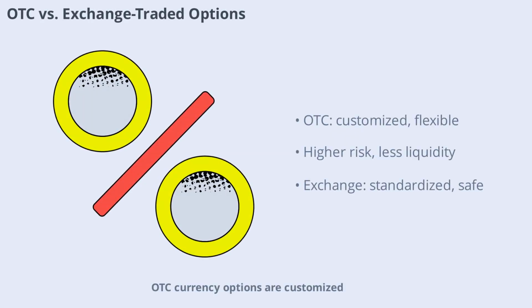OTC currency options are customized contracts negotiated directly between parties, often banks and clients. They offer flexibility in terms, size, and expiry but come with higher counterparty risk and lower liquidity. Price discovery is less transparent and settlement is usually bilateral. In contrast, exchange-traded options are standardized, liquid, and settled through a clearing corporation, reducing risk and increasing transparency.